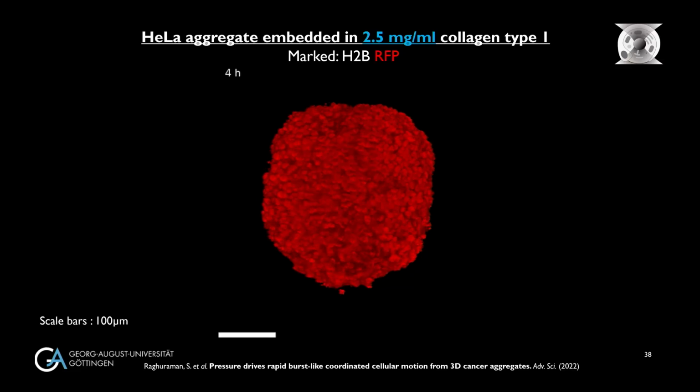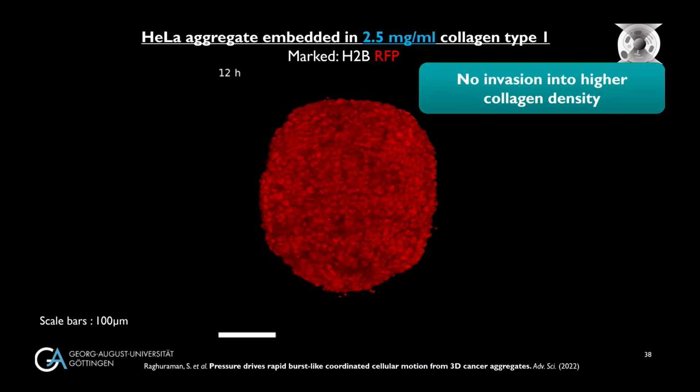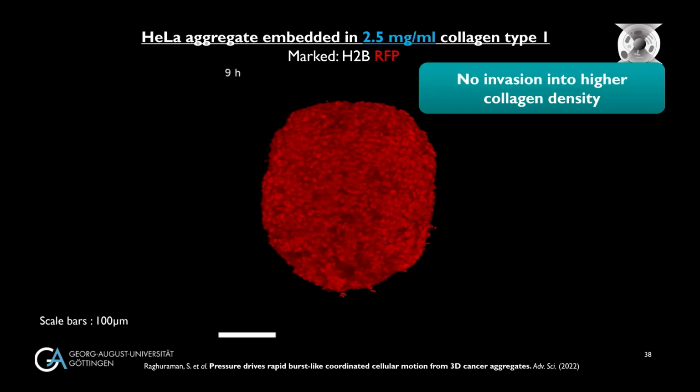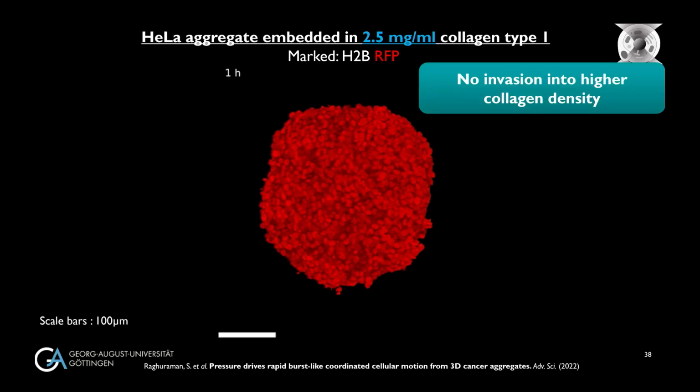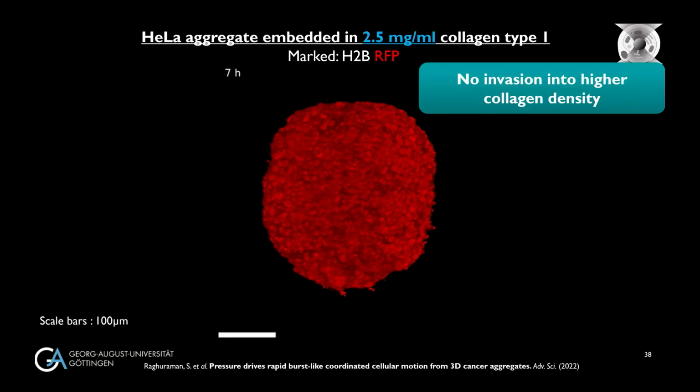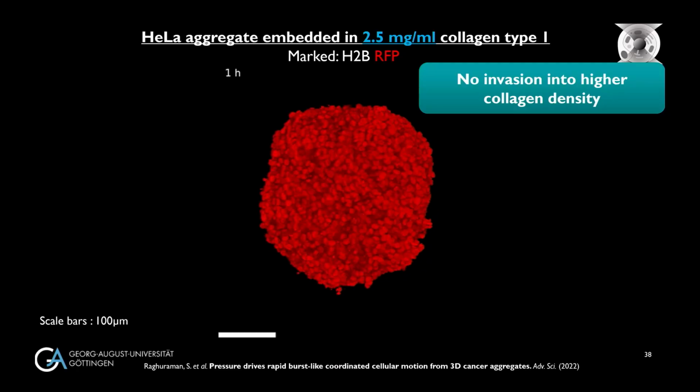You can then look at things like mean square displacement of the motion here. This is typically subdiffusive. And this is something that happens. These were HeLa cells, by the way, so there's no real invasion happening here. This is not a cell line that's known to be invasive. Now, we had here quite high collagen concentration of 2.5 milligram.